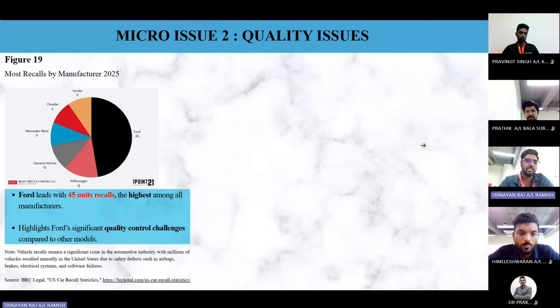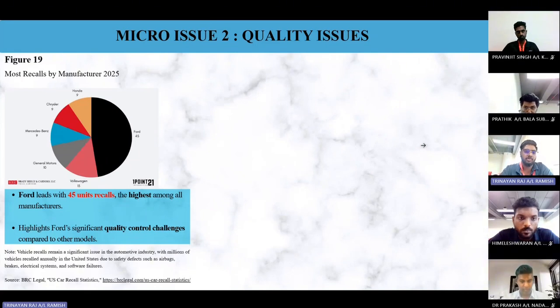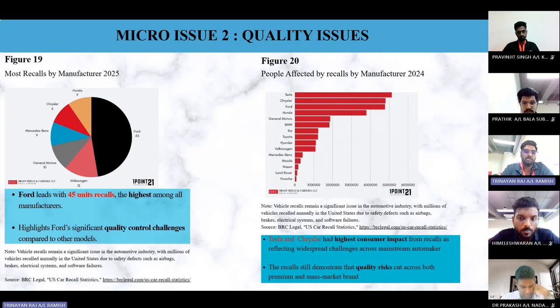Next, our second micro issue, which is quality issues. From figure 19, Ford recorded the highest number of recalls in 2025 with 45 recalls. This shows that even major manufacturers can face significant quality control problems. Figure 20 shows the number of consumers affected by recalls in 2024. Tesla and Chrysler had the highest consumer impact, followed by Ford.